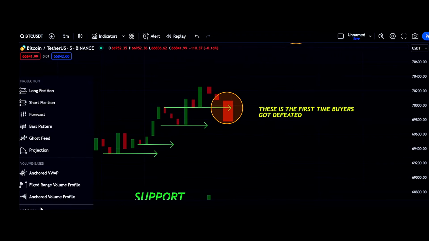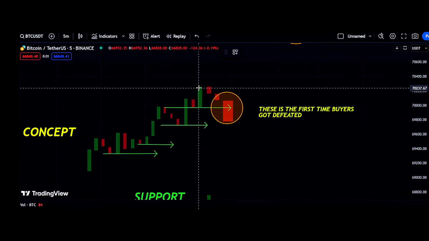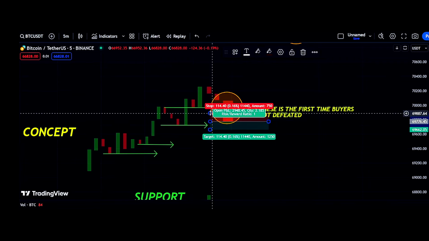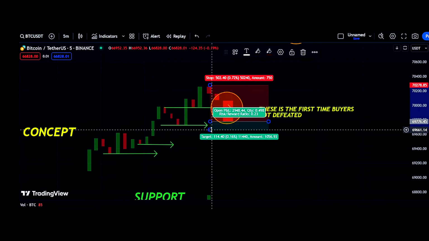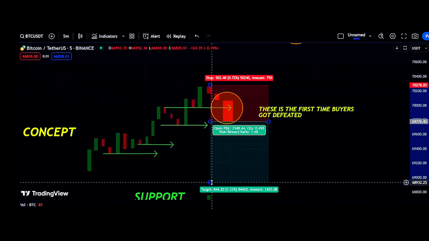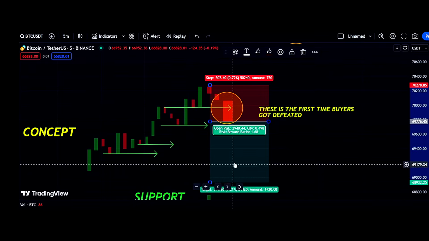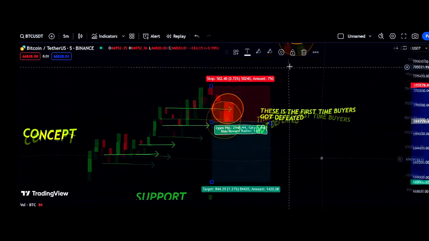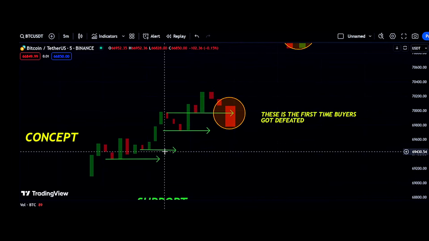For example, if we take a sell entry here, because the market was moving upwards and buyers got defeated, we will take entry here. This will be our stop loss, and our target we will talk about later, but this is the basic concept you need to understand. Now let's look at the example. This was the example of a selling example.